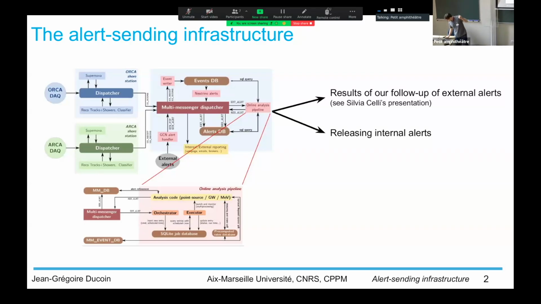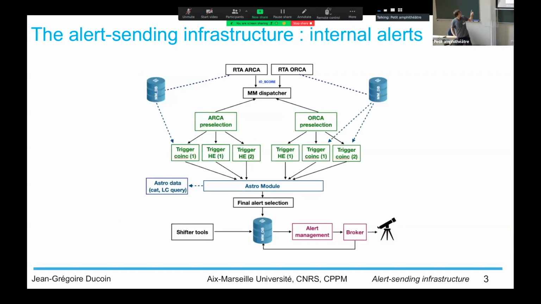So for this specific internal alert, we have kind of the same scheme, but focusing only on what is interesting there. So you can see that we have the real-time analysis on top here that gives everything to the multi-messenger dispatcher that does all the online job for us. And then we have the two specific flows of ARCA and ORCA.